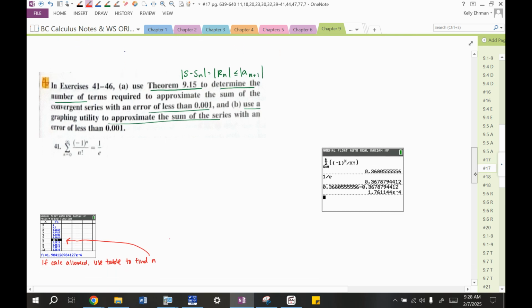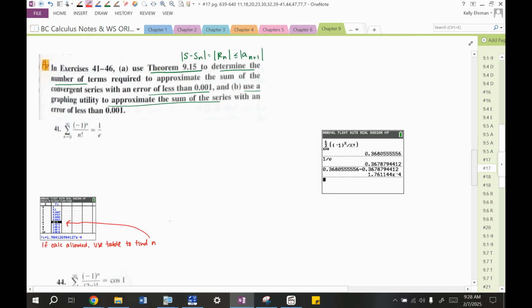All right, what about this next section? So I'm going to do this both with a calculator and without, because you might have to do either one for the AP test. So part A says use theorem 9.15, which is our remainder theorem that says the error or the remainder using an nth partial sum is always less than or equal to the first neglected term, or the term that you left off of your sum. So determine the number of terms required to approximate the sum with an error less than 0.001. And then B, go ahead and use a graphing utility so we can kind of see the answer I got ahead of time because I left my screenshot up here.